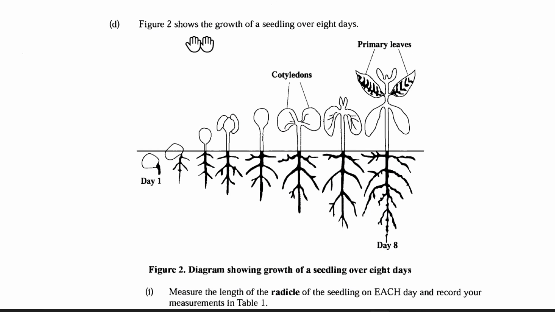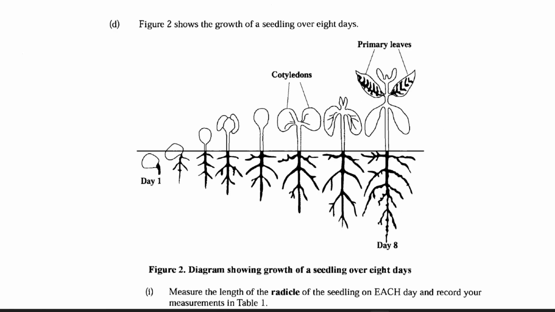Let me look at Jan 2015. This is question 1D. Figure 2 shows the growth of a seedling over 8 days. Here we can see the growth of the radicle, which forms the rudimentary root. Here we have the seed coat, of course. We have the cotyledons coming out here. These act as food storages and very rudimentary leaves. And then we have the true leaves or the primary leaves being formed. Of course, the stem is called a plumule.